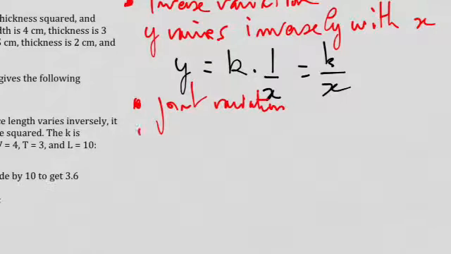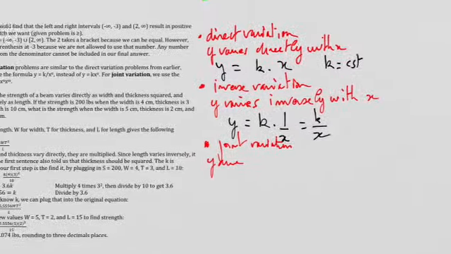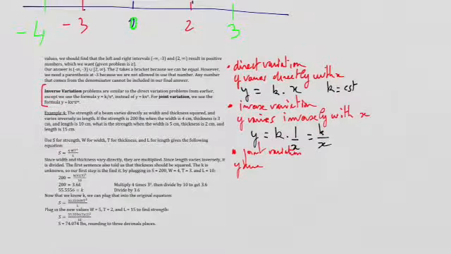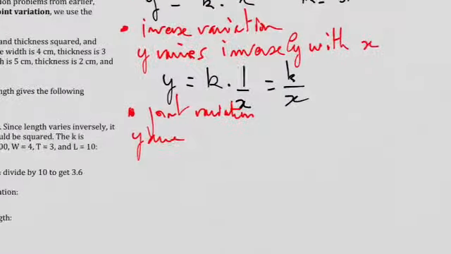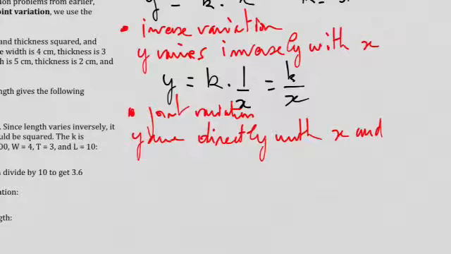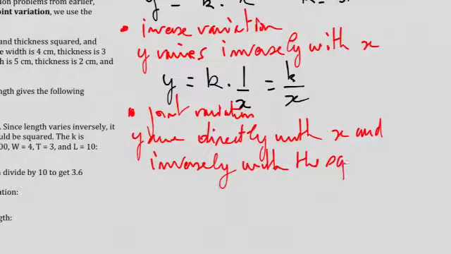So let's say you have y varies directly with x and inversely with the square of t. Why not? That is a joint variation.